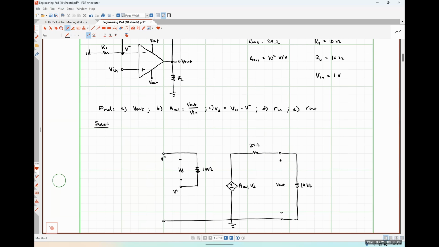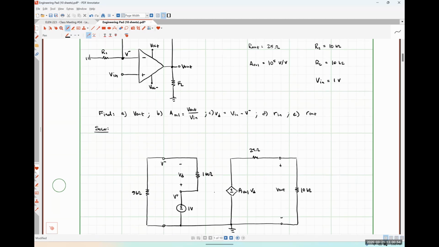Between my non-inverting input node and ground, I should have my input signal. So that's going to put a 1 volt source between these two nodes. Between my inverting input node and ground, I'm going to have that resistor R1. So this is a 5 kilo ohm resistor here. And then lastly, connecting my inverting input node to my output node, I'm going to have a 10 kilo ohm resistor. Like so.